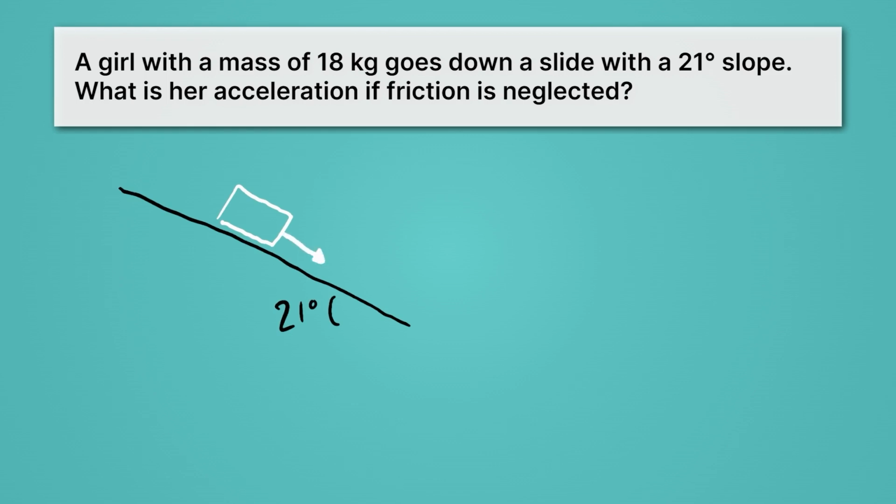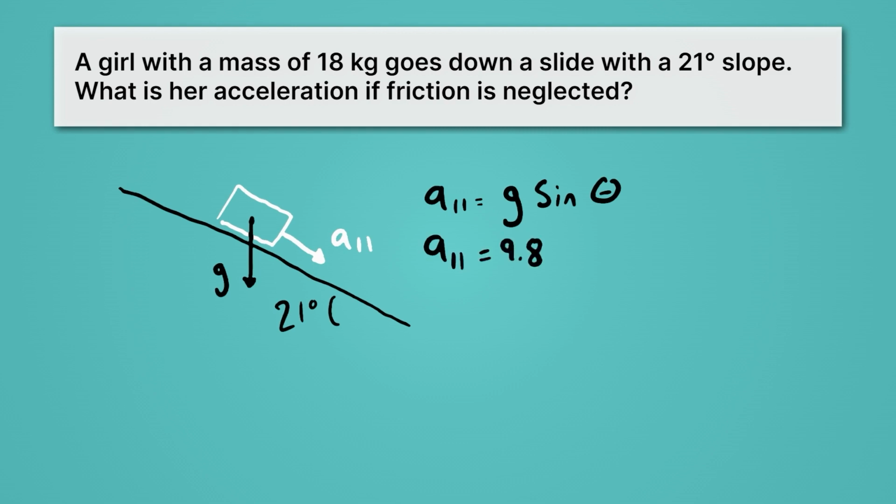Remember that gravity is straight down. So that's our gravity right there. And so what we're actually finding is the acceleration parallel to the slide surface. That's acceleration parallel. And remember that the parallel acceleration is equal to g sine theta. So we know g sine theta is equal to the parallel acceleration. All we need to do then is grab g, which is 9.8 meters per second squared, sine 21 degrees.